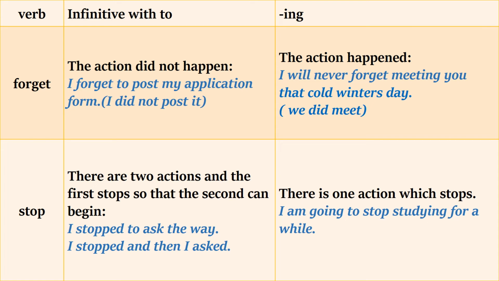We did meet. The verb stop is followed by infinitive with to when it means there are two actions and the first stops so that the second can begin. Example. I stopped to ask the way. It means I stopped and then I asked. And when it is followed by ing, it means there is one action which stops. Example. I'm going to stop studying for a while.